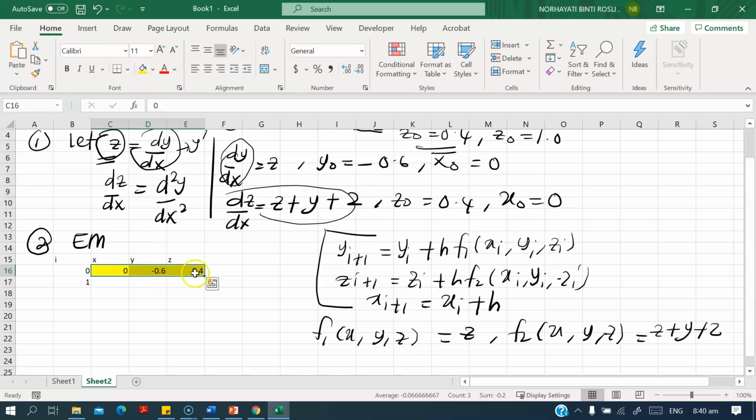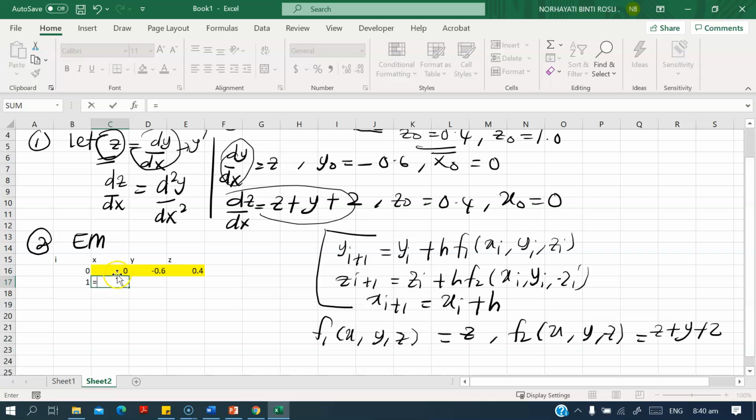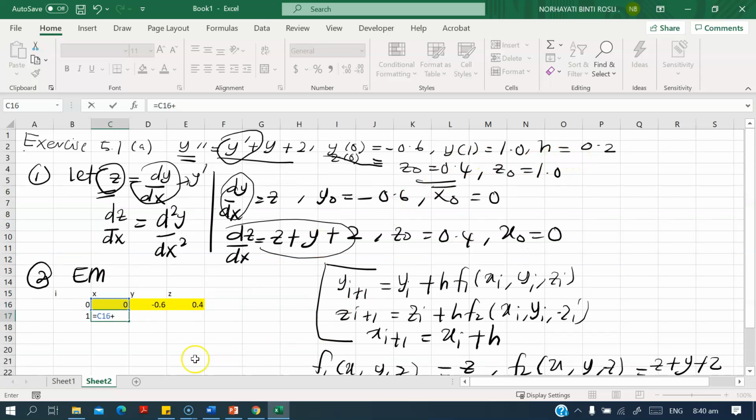Okay, the yellow color here is x0, which means x0 is given by 0. Click here, put equal, click on this 0 plus h. What is the value of h? h is equal to 0.2. So plus 0.2, then you can click enter.